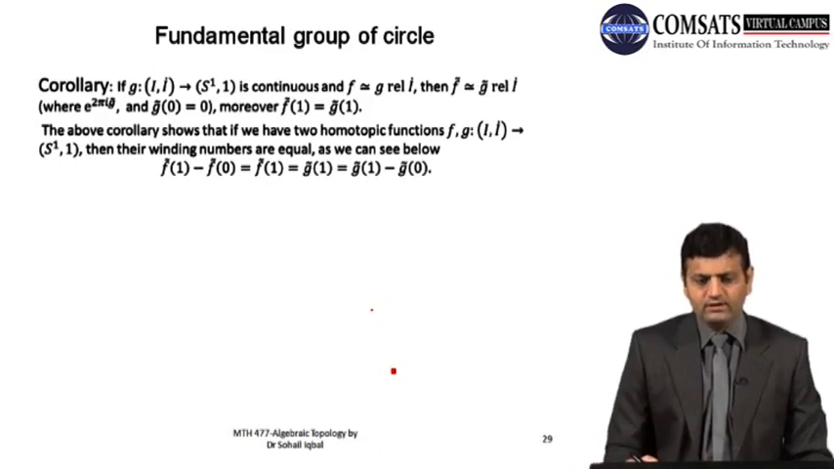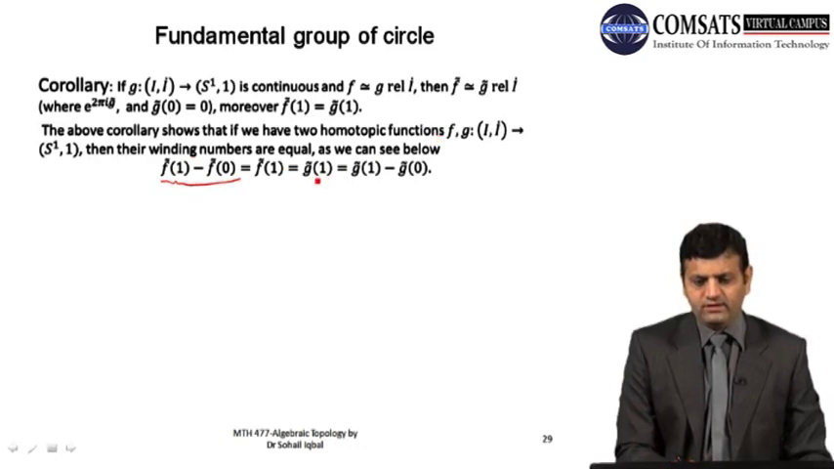Now the above corollary shows that if we have two homotopic functions f and g, then their winding numbers are equal. So why are their winding numbers equal? Because we have seen what a winding number is. Given any function f, if f tilde is the lifting of f, and given any function g, and g tilde is the lifting of g, then this is equal to this.